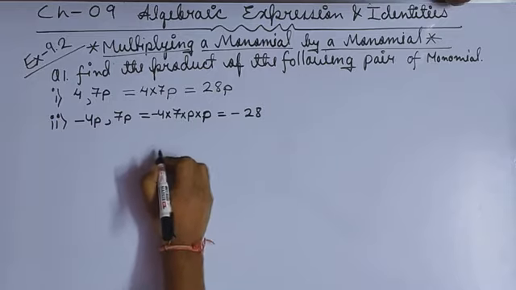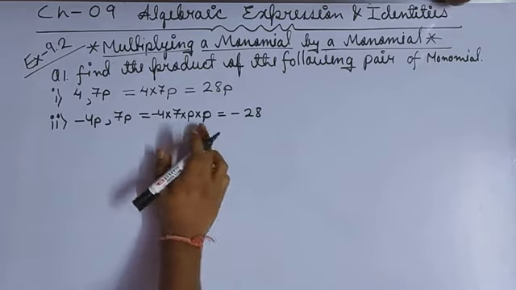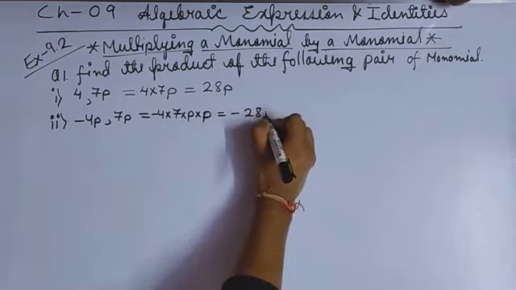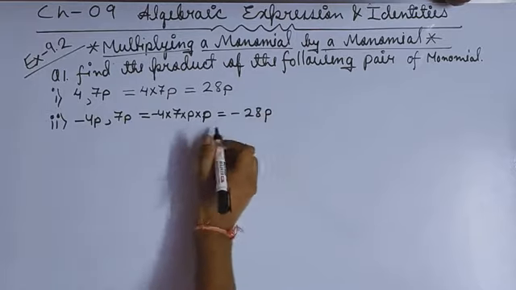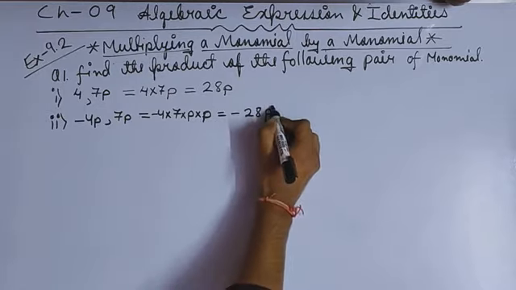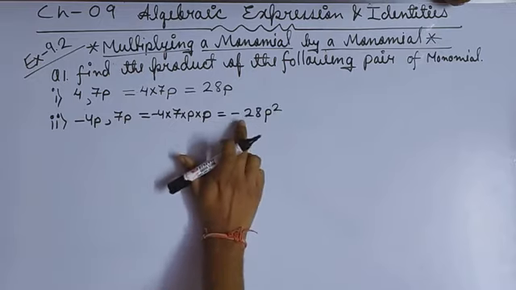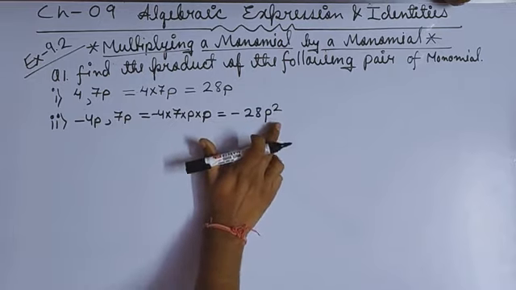Then I have told you in the square that p multiply p, what does it mean? When you multiply the same number again and again, you write down that number, that symbol, and how many times it is multiplied, 2 times. So we will write down p to the power 2, that is p square. So this will be -28p square.